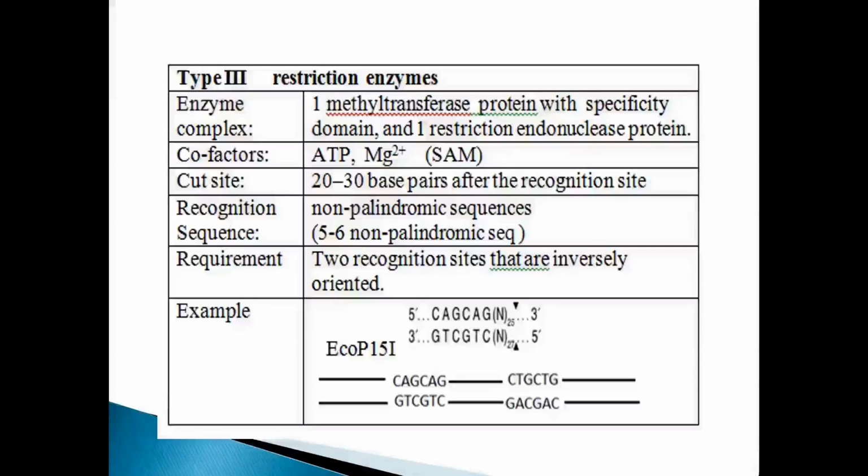Next is type 3 restriction enzymes. These enzymes consist of protein complexes which are made up of 1 methyltransferase protein with specificity domain and 1 restriction endonuclease protein, only 2 proteins.